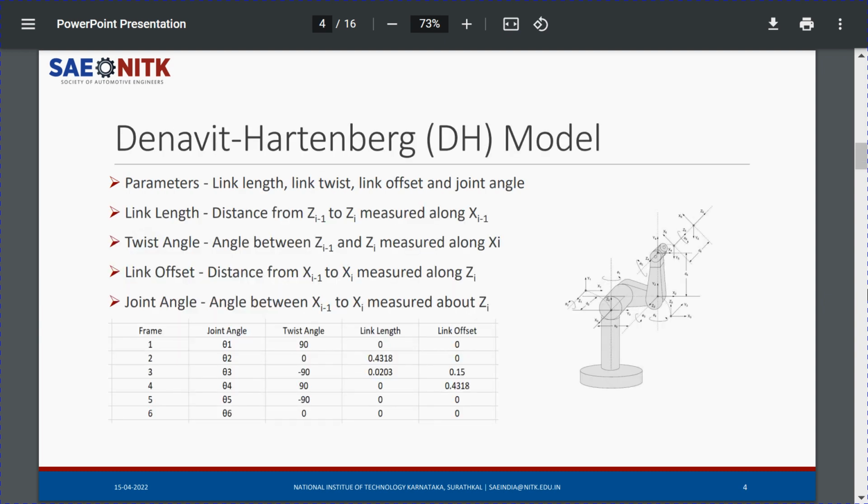Before we move to the kinematics part, I shall explain the DH model. The DH or the Denavit-Hartenberg kinematic model uses 4 parameters and is one of the most commonly used methods for describing the robot kinematics. It uses 4 parameters: the link length, link offset, joint angle, and twist angle. A coordinate frame is attached to each joint and the DH parameters are determined. The DH parameters for the PUMA 560 robot arm have been listed in this table.